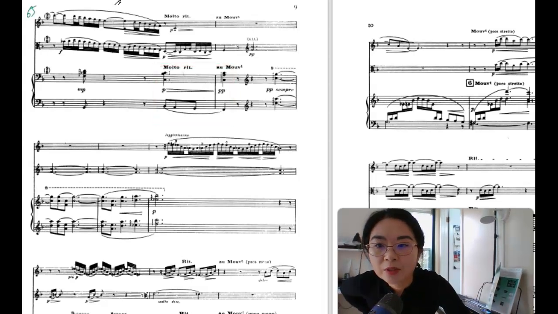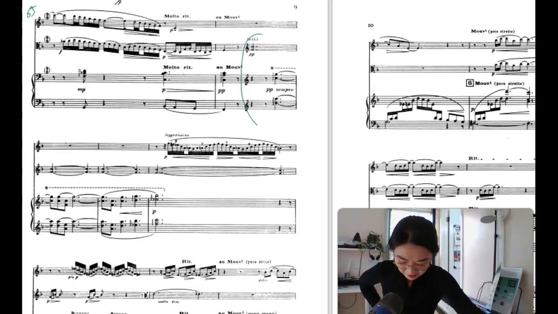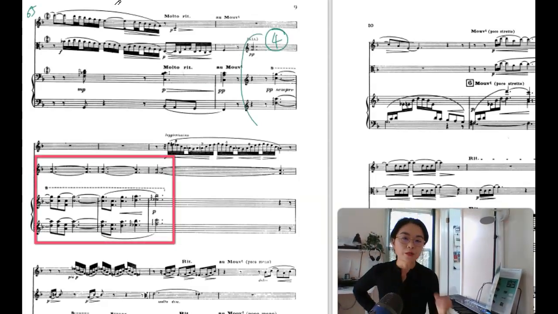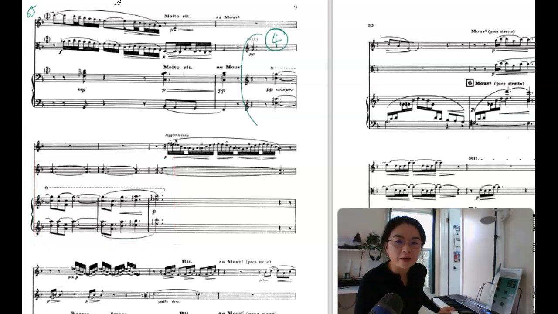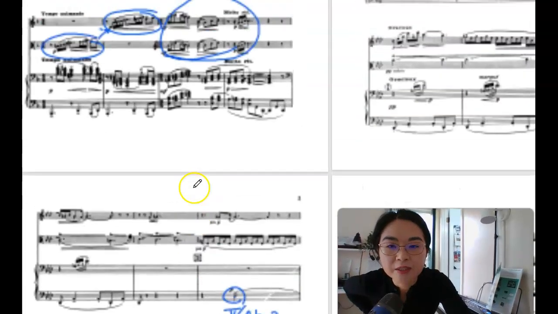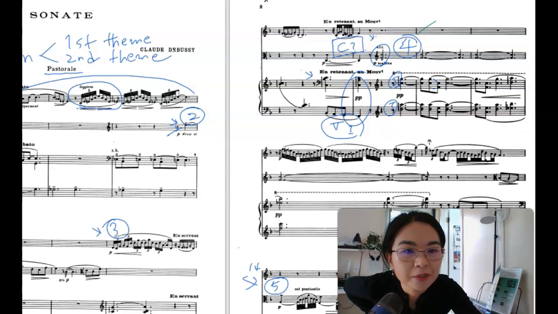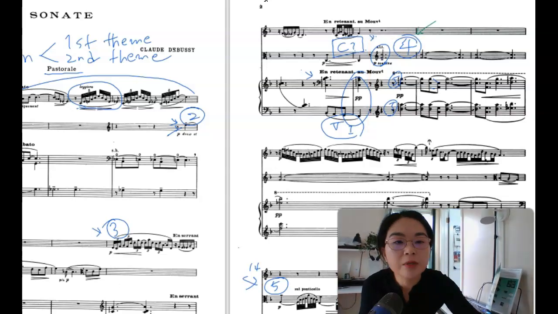Here is measure 66. This theme has returned. This was theme 4, played by viola and harp. This was here in the first page. Theme 4, remember this one? Theme 4 was around measure 8, I think it was measure 9.